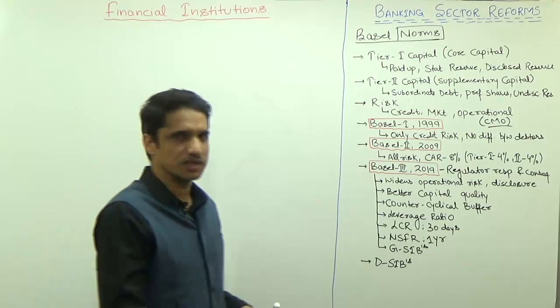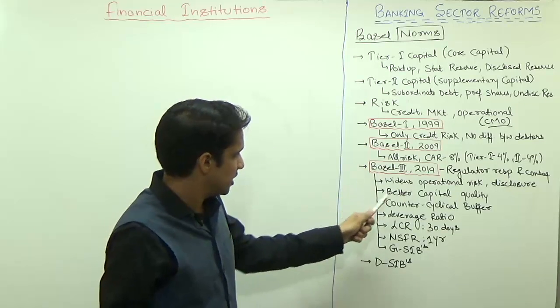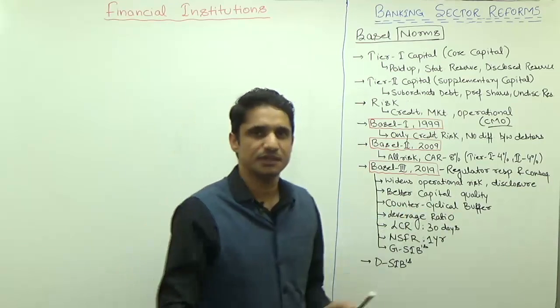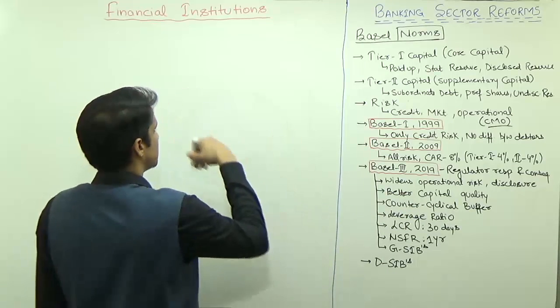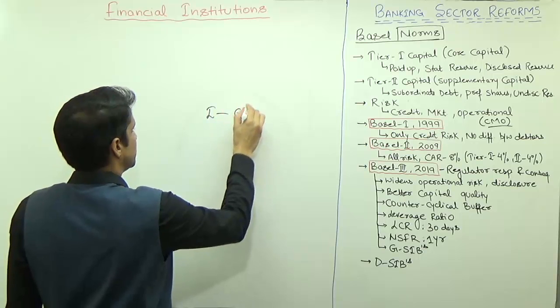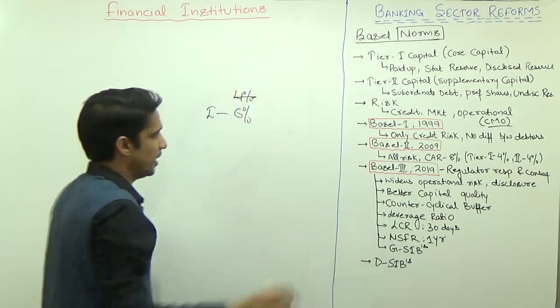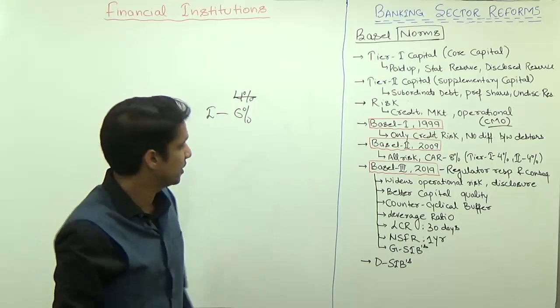So some factual questions can be asked. The next major change in Basel 3 is the better capital quality. This also we discuss how it is better capital quality, how it is better, because the tier 1 has increased to 6%. Earlier it was 4% in Basel 2. So now it became 6%.